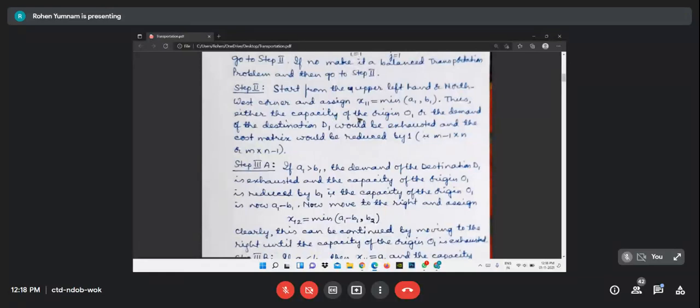Thus, either the capacity of the origin O1 or the demand of the destination D1 would be exhausted. The minimum will be exhausted. Whichever is minimum, either A1 or B1, we have to select the minimum. That minimum will be exhausted, and the cost matrix would reduce by 1.